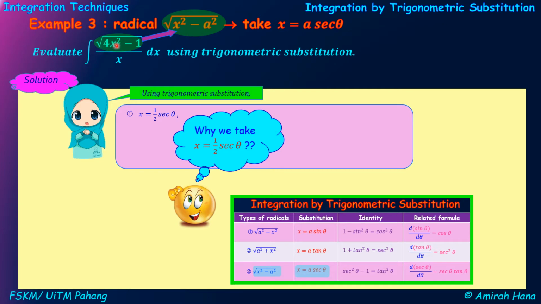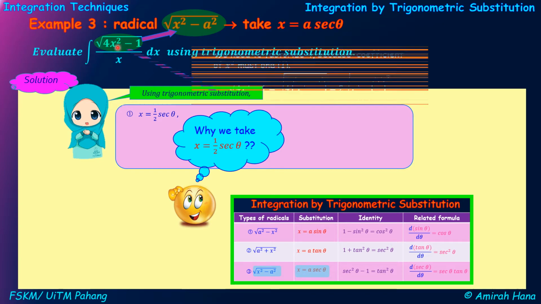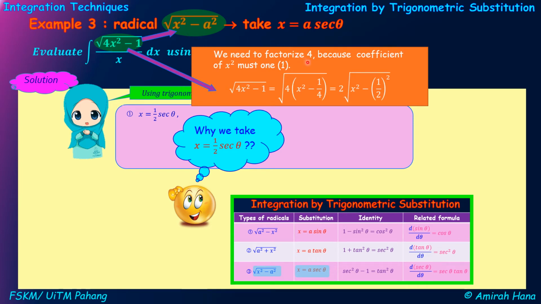So first, we need to make the coefficient of x squared equal to 1. We need to factorize 4, because the coefficient of x squared must be 1. After we factorize, square root of 4x squared minus 1 equals square root of 4 times, in brackets, x squared minus 1 over 4. So that when we expand, we have 4x squared minus 1 and get back the left-hand side function.